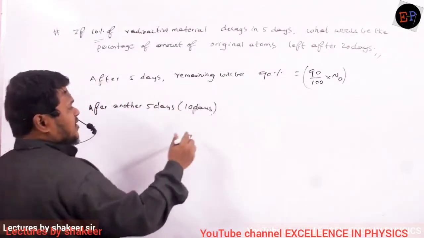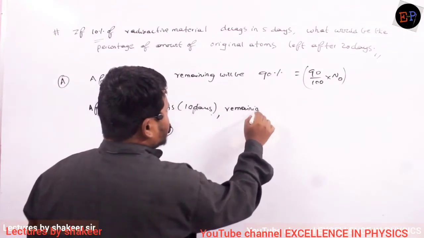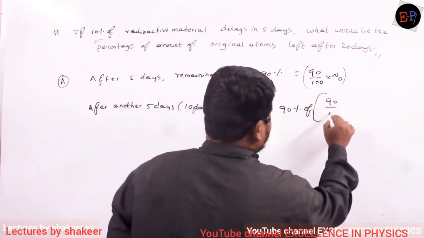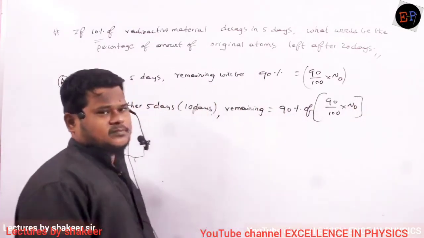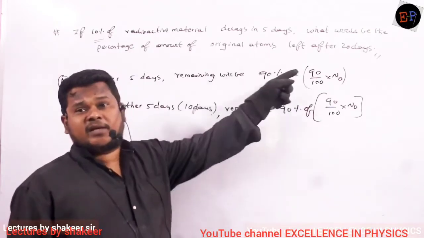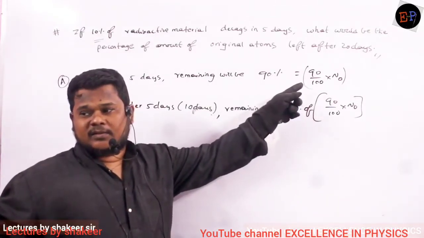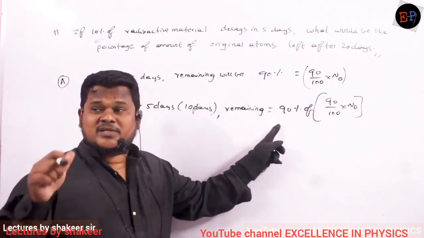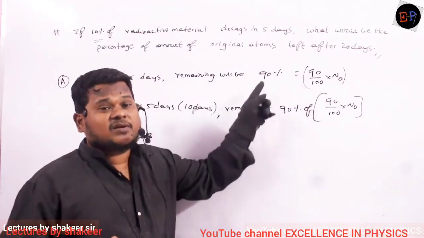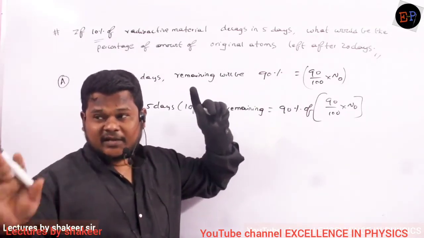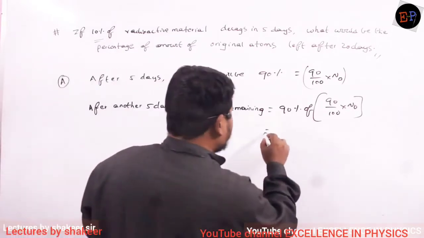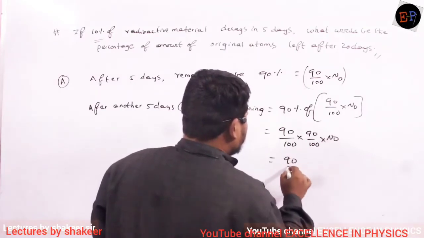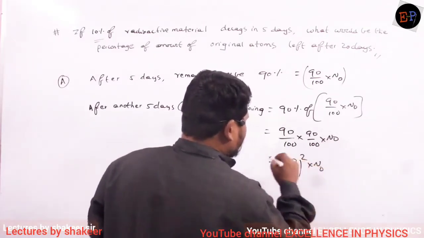So after another 5 days, again what will be the remaining number of atoms? 90% of this value, 90 by 100 multiplied by n naught. After another 5 days, another 10% of the remaining atoms have disintegrated. The disintegrated part is 10%, so the remaining will be how much? 90%. 90% of what? Of the remaining atoms. 90% of 90%, those are the remaining atoms, understand? So how can I write? I can write again 90 by 100 multiplied by 90 by 100 multiplied by n naught. So 90 by 100 whole squared multiplied by n naught.